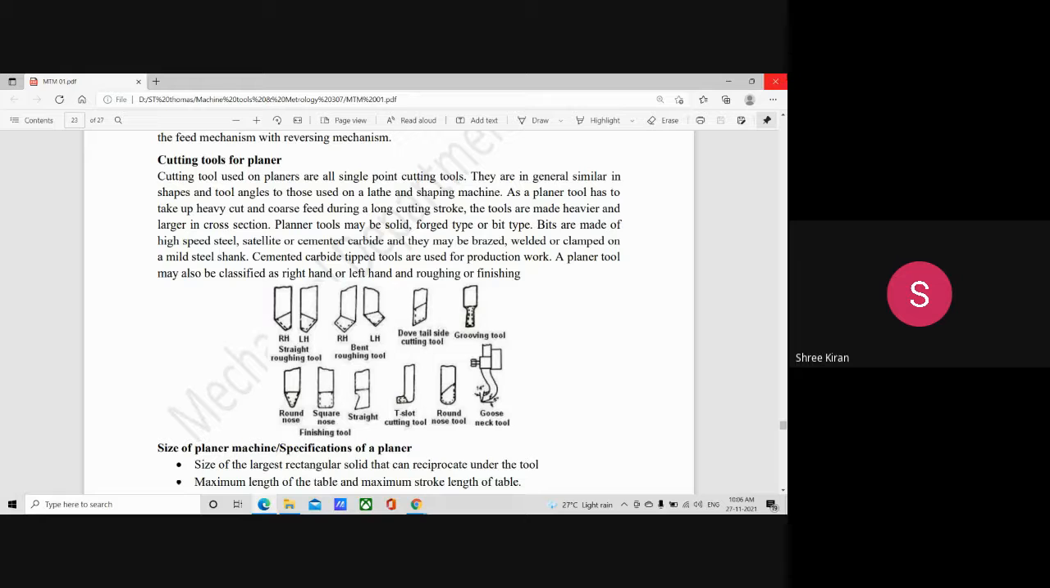So now we start with the cutting tools for planer. These are the various tools which are required for the planer mechanism. So this is mainly the cutting tools. Now, cutting tools used on planers are all single point cutting tools. In the previous case also, in all cases we have taken single point cutting tools.